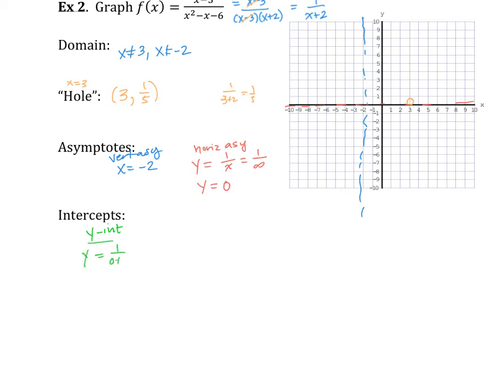1 over 0 plus 2. Y-intercept should be an ordered pair. So 0, 1/2 is the y-intercept. Okay, and that's pretty nice actually. I'm going to go ahead and draw that half of the graph.